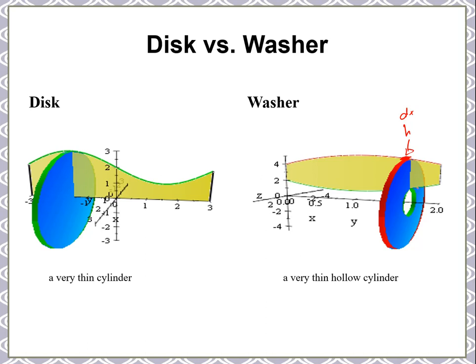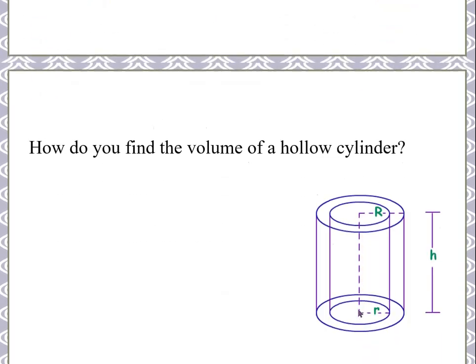And then when you're looking at this hollow cylinder, you're going to have this radius here from the axis of rotation all the way out to the edge. We're going to call that big R. And then we're going to have another radius of the hollow part. That's going to be little r. So I'm going to talk more about that in the next slide.